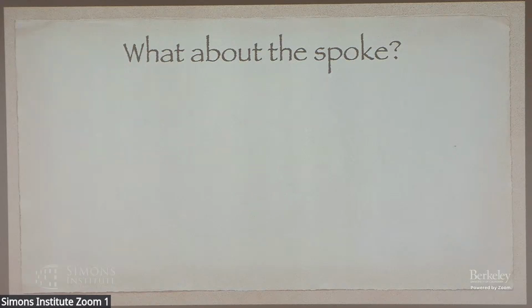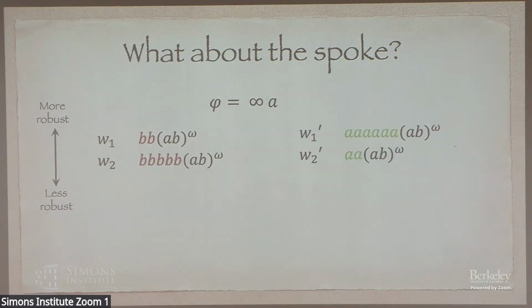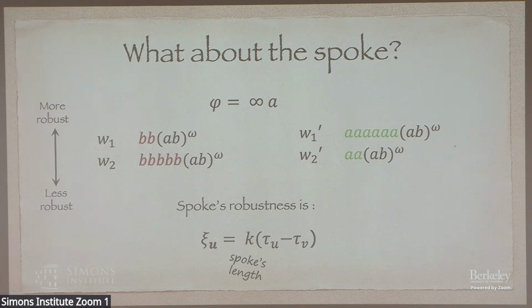What about the spoke? Let's look at infinitely many A's. I have these two words. They have infinitely many A's, they are great, but one has more B's in the spoke than the other. I would consider the one with fewer B's more robust. So here the shorter spoke is better. But if I look at this word, I prefer the one with the longer spoke because it's a better spoke.